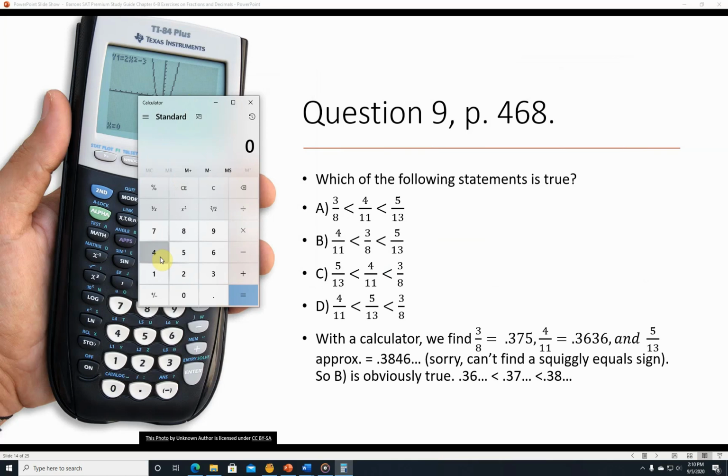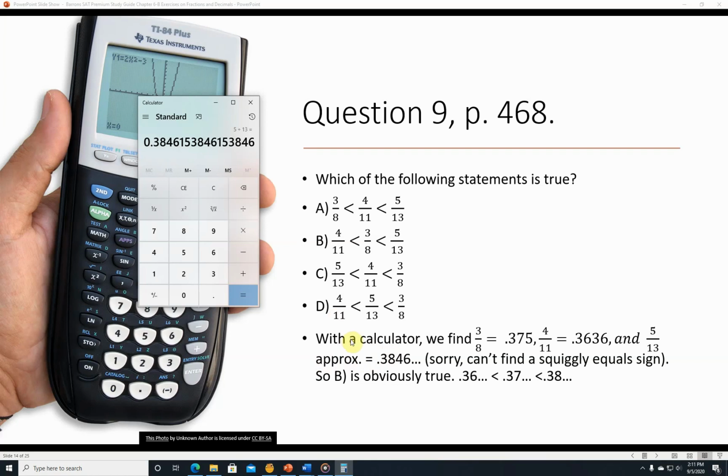All right, so let's say 4 over 11. That's 0.36363636. Then we know that's going to be less than 0.375, so it's less than 3/8. And 5 over 13 is 0.3846, and it looks like it just keeps repeating 384615, 384615. So it's approximately 0.3846. I couldn't find the little squiggly equal sign that means approximately equal to, so I just had to write approx there.